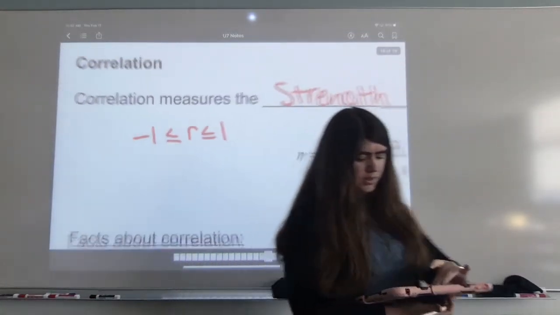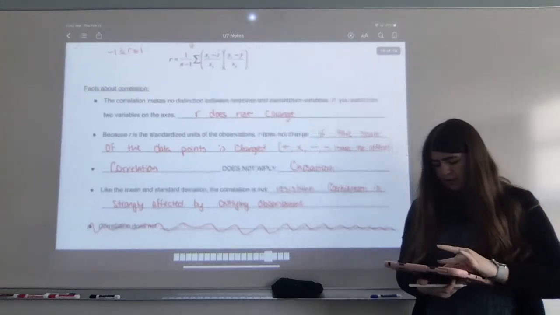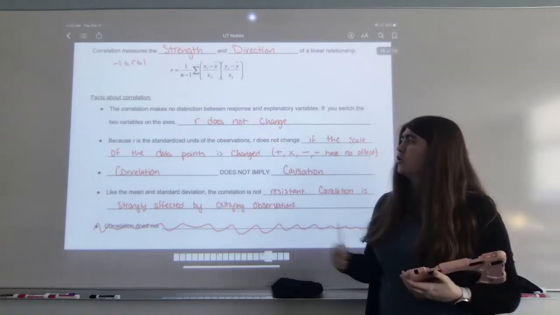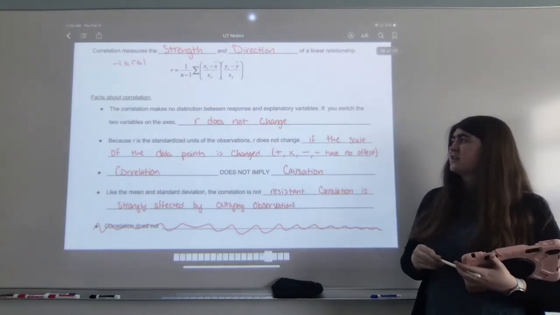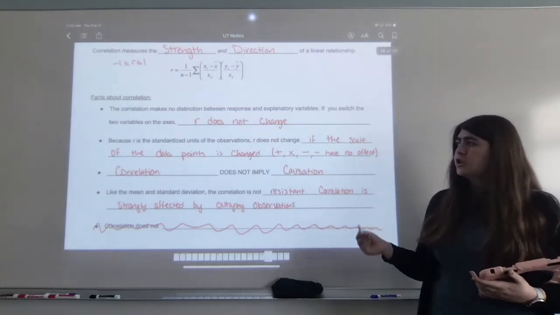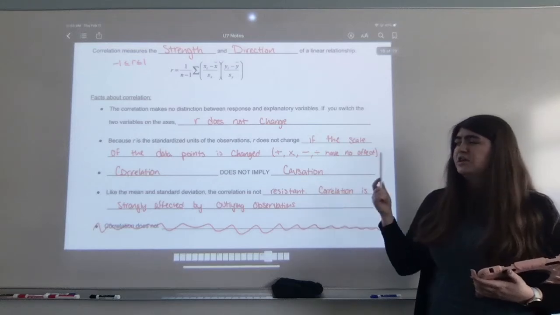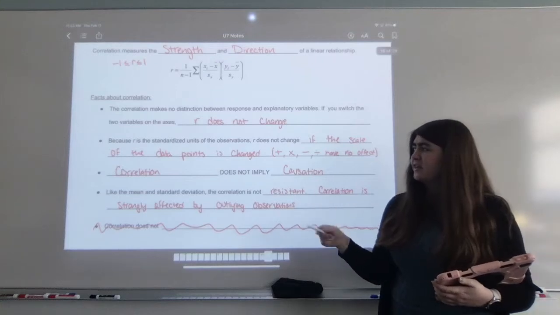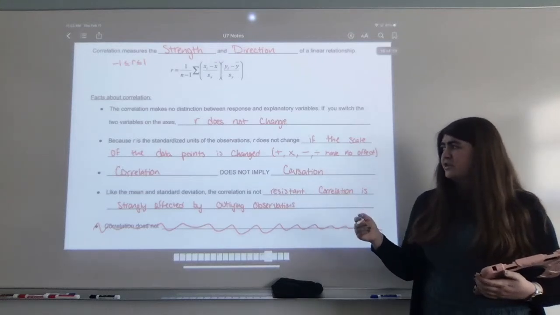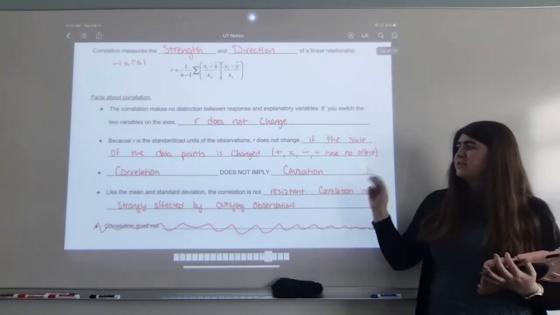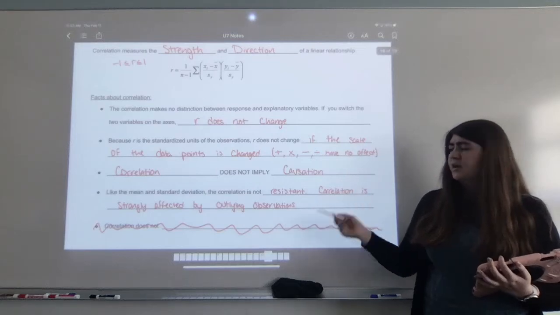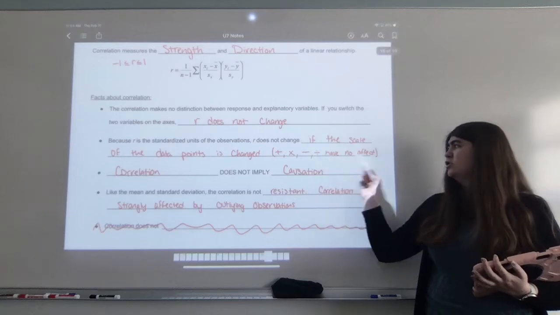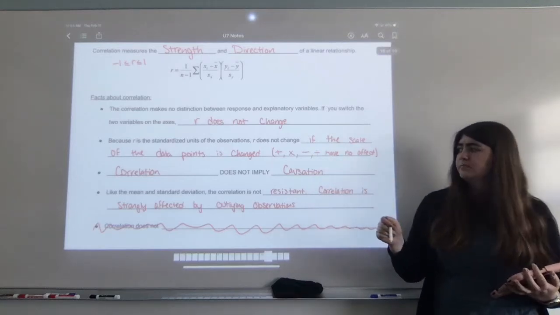So, continuing with correlation, we have a few facts we want to look at. Correlation makes no distinction between response and explanatory variables. If you switch the two variables on the axes, the R does not change. Because R is the standardized units of the observations, R does not change if the scale of the data points is changed. In other words, addition, multiplication, subtraction, and division have no effect on correlation.